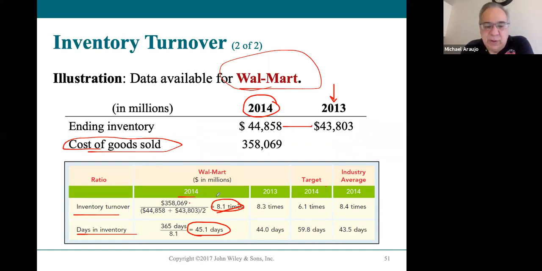Now, and this is for 2014. If you look at Target for the same year, Target has a 6.1 times inventory turnover, which means they're selling out their store roughly 6 times a year. If you put that under 365, you're basically saying that Target is selling out their store roughly every 60 days, if you round that. So basically every 2 months, Target sells out all their inventory.